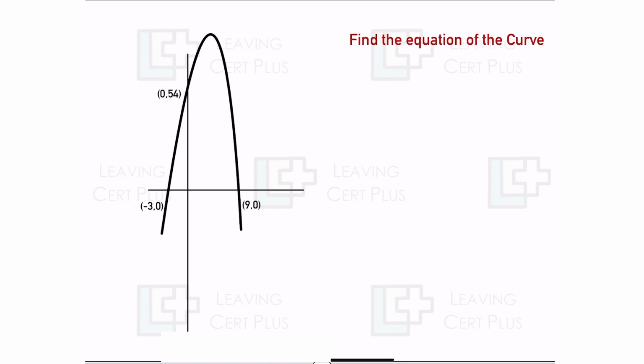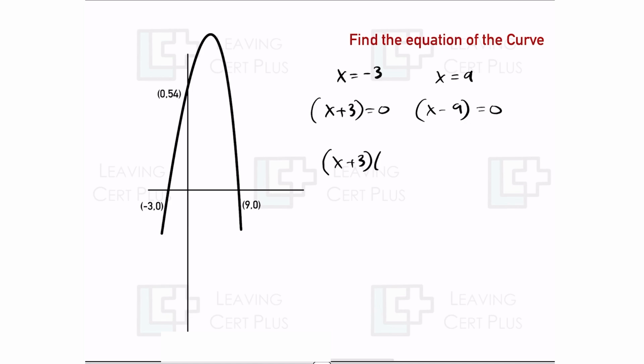So using our roots again, we've got x is equal to minus 3, x is equal to 9. So x plus 3 is a factor, and x minus 9 is also a factor. So multiplying them together, you've got x plus 3 multiplied by x minus 9. That's x squared minus 9x plus 3x minus 27. So you've got x squared minus 6x minus 27. So this is what we're dealing with.